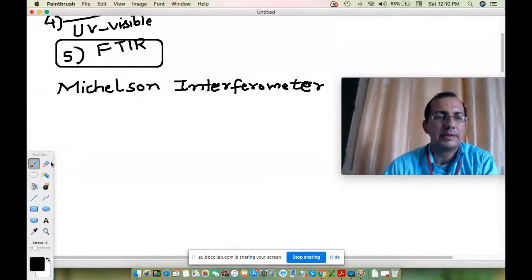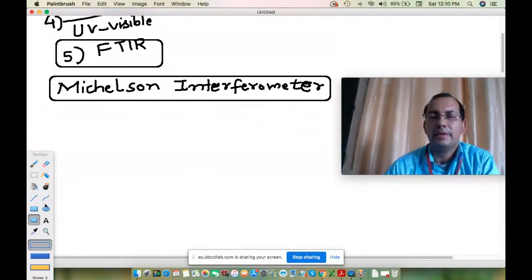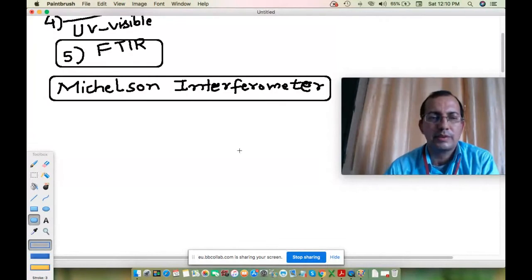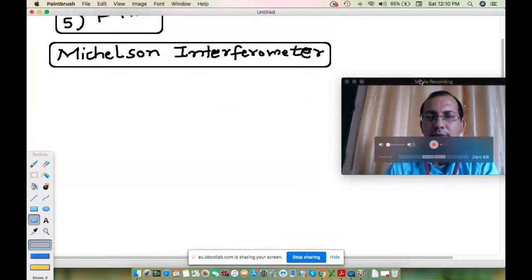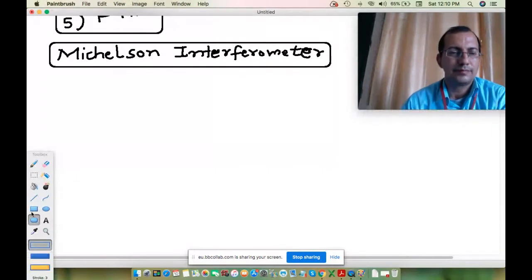So with the Michelson interferometer, we can understand in detail the meaning of FTIR in this case. And the basic principle will remain the same. So let's draw this information for us. Let us have this information here. I would like to draw it here.